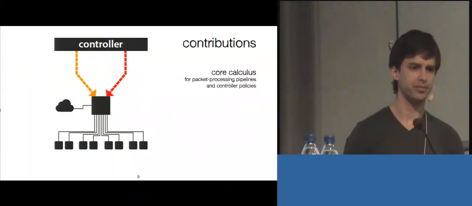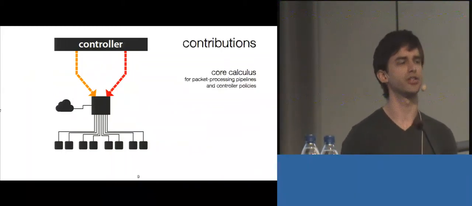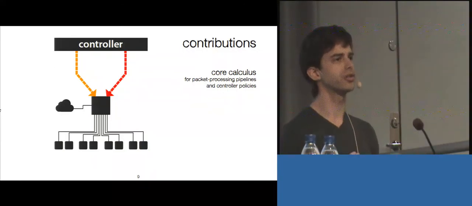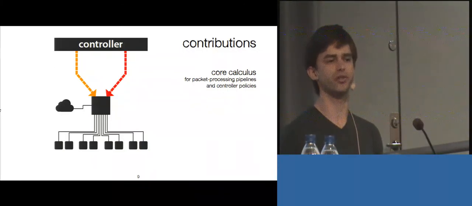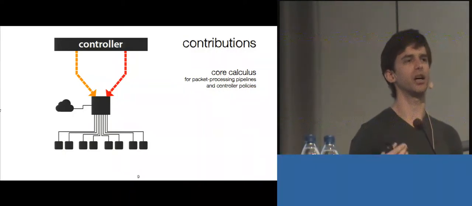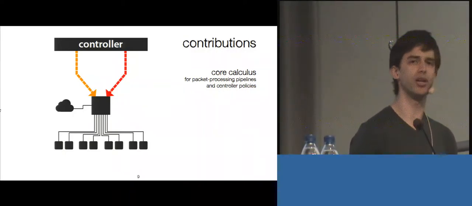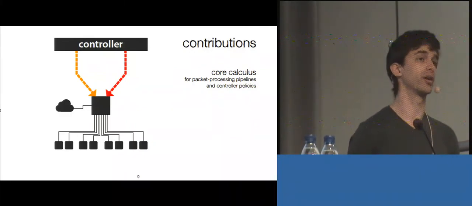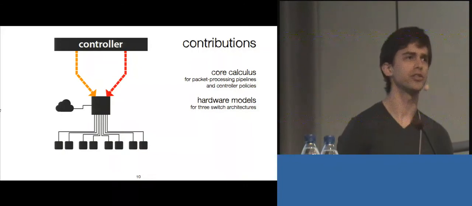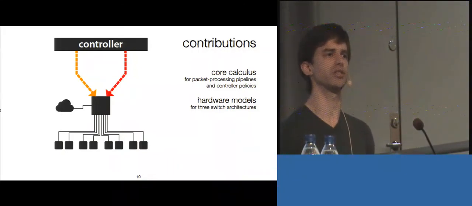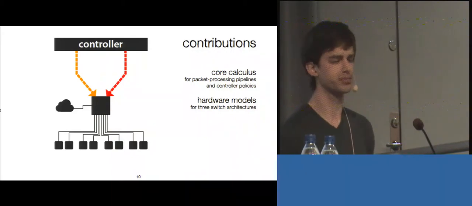So what have we done? First, we've developed a core calculus that describes both the packet processing policies for phase 2, but also the switch pipelines for configuring tables in switch 1. The core calculus comes equipped with a type system, both denotational and operational models, meta-theoretical properties, and reasoning principles for program transformations. We've also modeled 3 existing switch architectures in terms of the pipelines that they use.